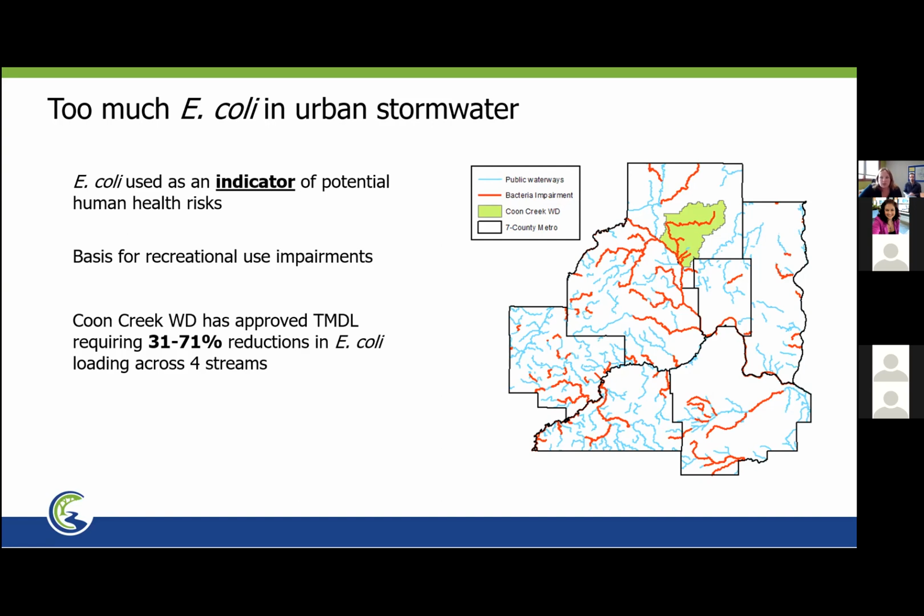And it has been determined that we need to reduce our E. coli levels between 30 and 70% in these 4 different streams. So it's not an unattainable 99% reduction that we need here, but it is pretty sizable, and it's going to take a lot of different strategies and a lot of time to accomplish.